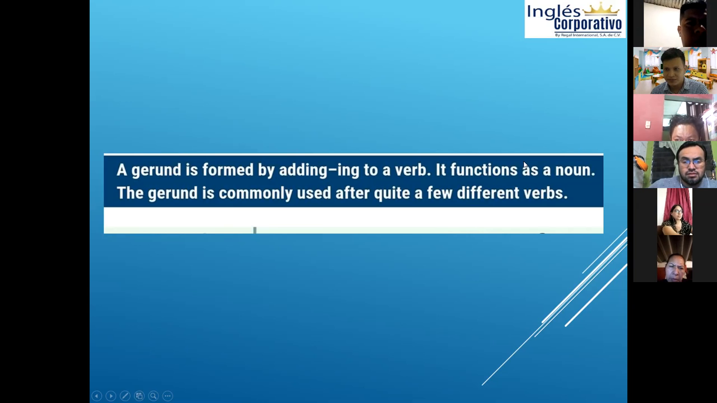Yeah. It functions as a noun. The gerund is commonly used after quite a few different verbs. Okay, thank you, Marlon. Really good.